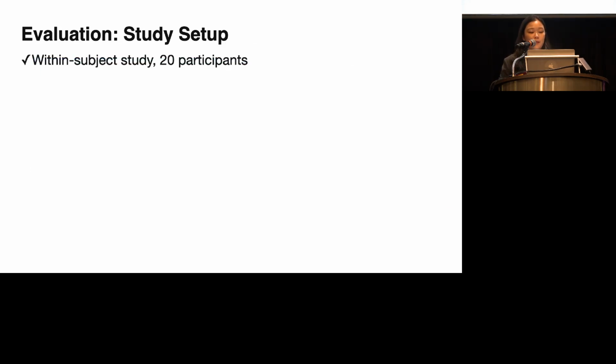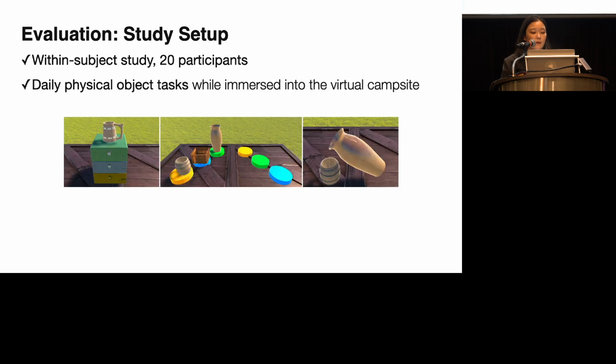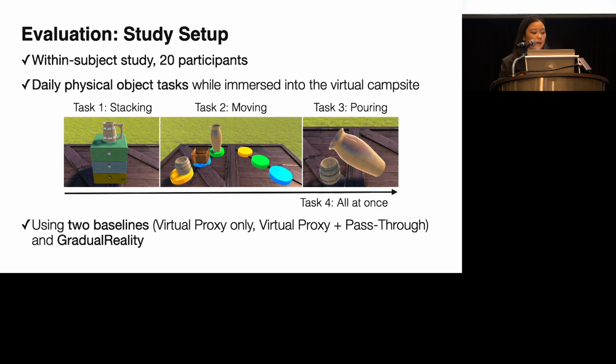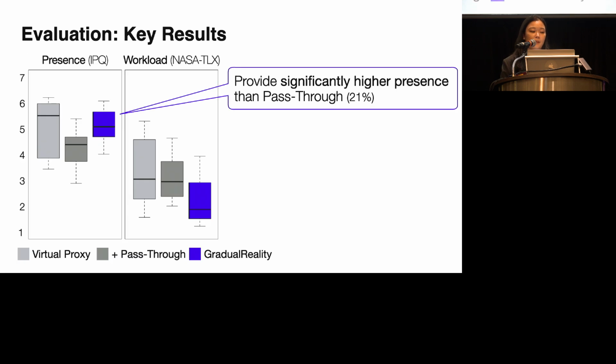We conducted a within-subject study with 20 participants to evaluate the effectiveness of GradualReality. They performed tasks with daily objects while resting in a virtual campsite, including stacking objects, moving them without collisions, and pouring water, and then combining all these actions into one sequence. We compared 2 baselines and our GradualReality system. One is virtual proxy only, and another one is a combination of virtual proxy and pass-through.